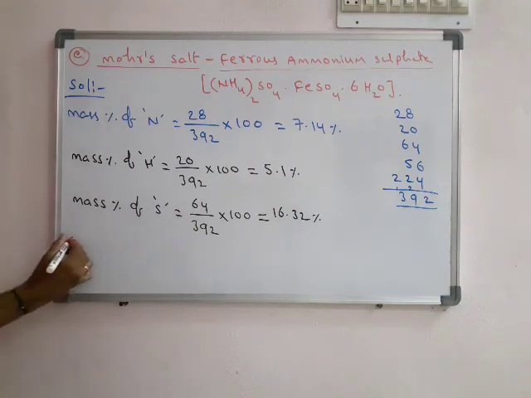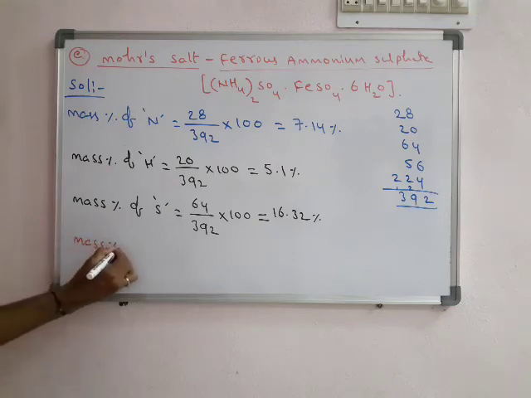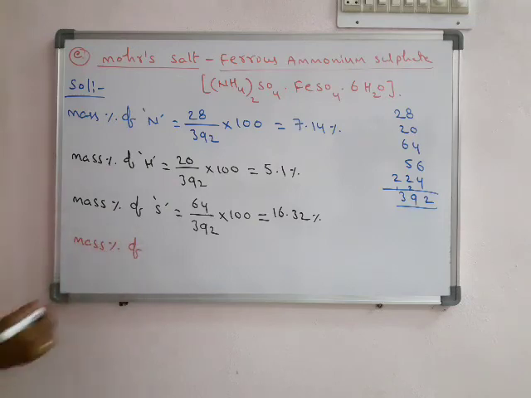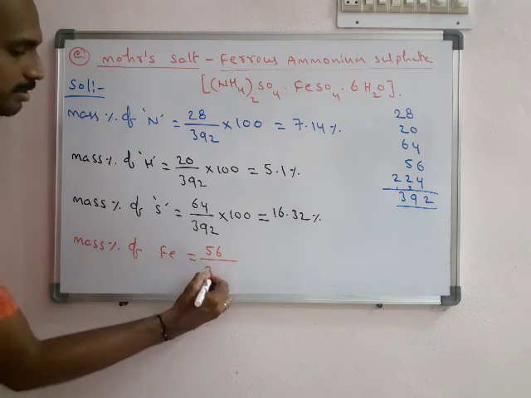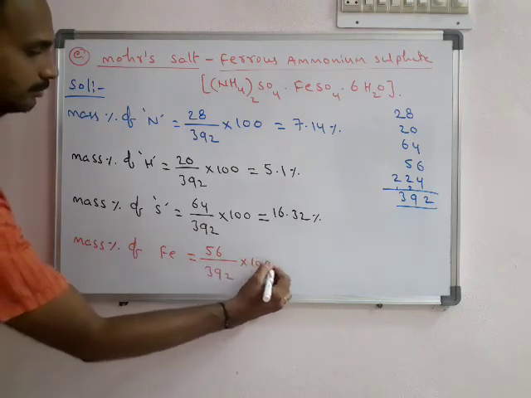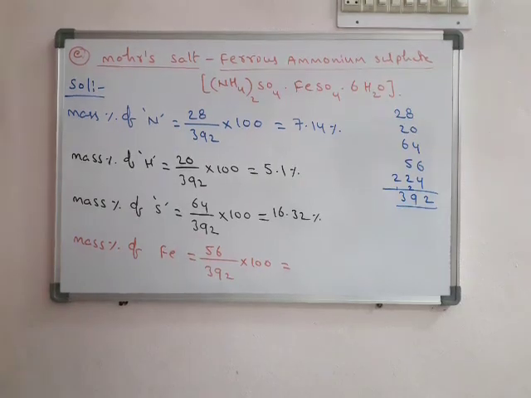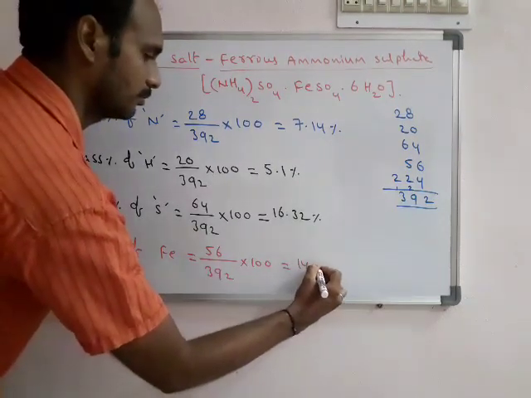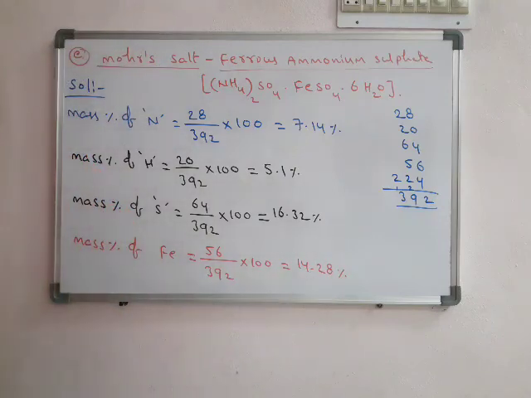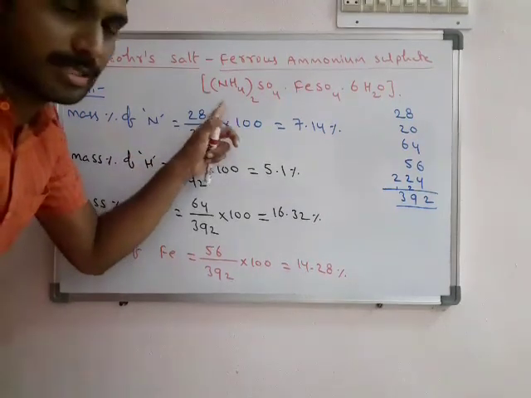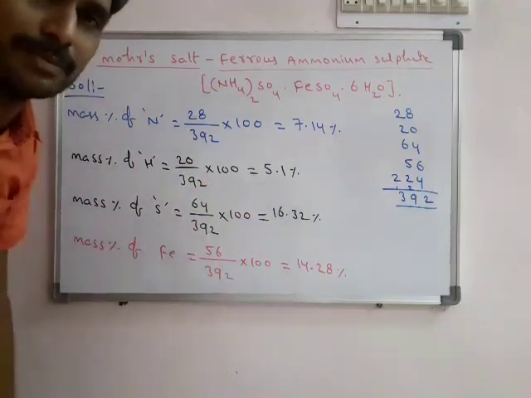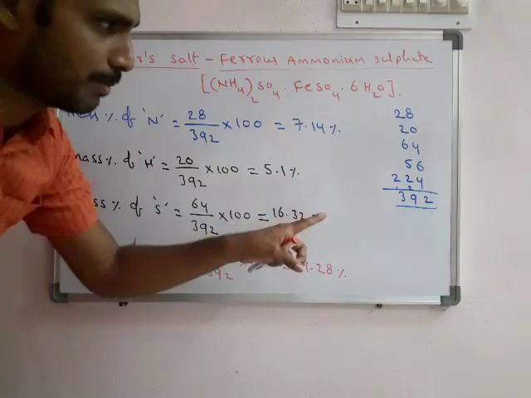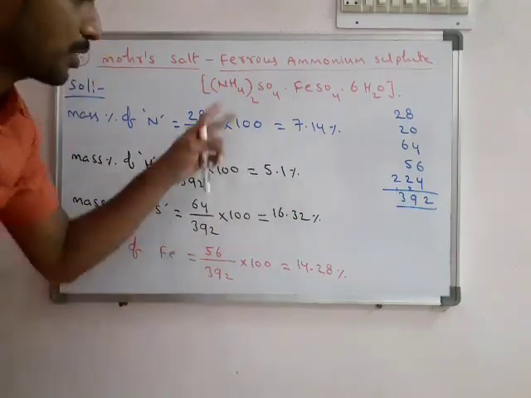Next, last but one, the mass percentage of iron. Iron, how much? Only one iron is there, 56. In the exam, generally they don't give the formulas, they just give the name Mohr's salt. So you need to remember the formula, or at least you need to remember the direct molecular weight. Even if you remember the molecular weight, it is always useful to remember the formula.